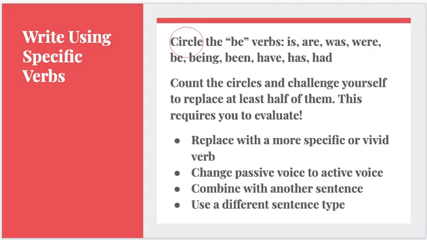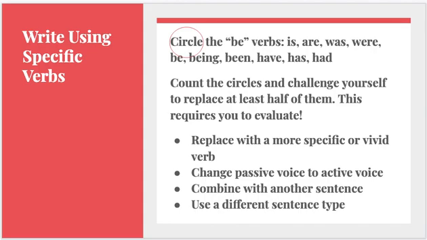So here's your challenge. You're going to go through your draft. You're going to circle all the be verbs that you can find, all the helping verbs. Now, if you're not used to looking for them, this might take you a little bit of time. Once you've gone through this revision strategy once or twice and been annoyed by how long it takes you to find your be verbs, the next time you sit down to write, you're going to be thinking about that and you're going to start writing with fewer be verbs and your writing is strengthened immediately. Okay, so you're going to count those circles and challenge yourself to replace at least half of them.